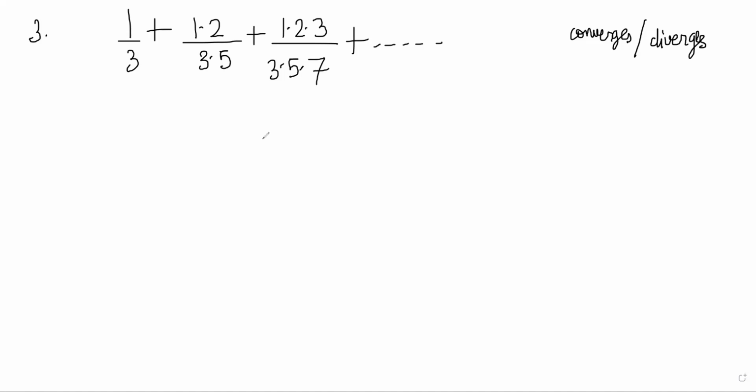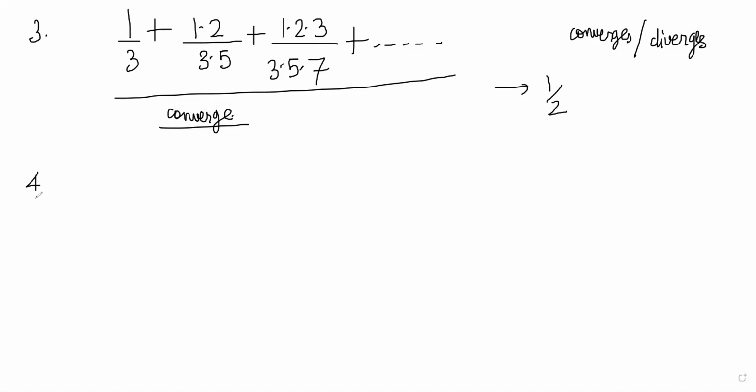Sir, I have written the nth term. Then take the ratio of n plus 1 and n. Yes sir, I am taking the ratio. Sir, the limit will come half. Limit is coming what? Half. So the series will converge, right? Right. Look at this one.